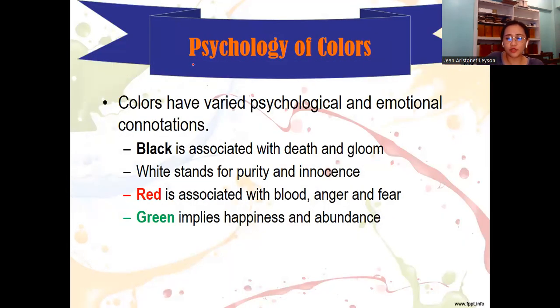So, psychology of color, the meaning behind colors. Colors have different psychological and emotional connotations. So, black is associated with death and gloom or sadness. White stands for purity and innocence. So these are the conventions of colors. Red is associated with blood, anger, and fear. Sometimes it can also depict happiness, depending on how an artist uses these colors. Green implies happiness and abundance, and also nature.